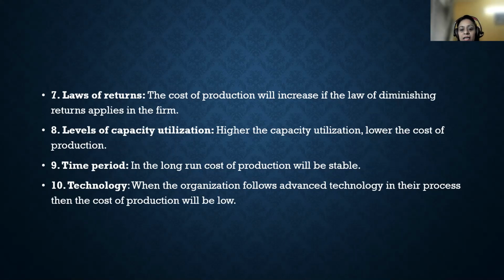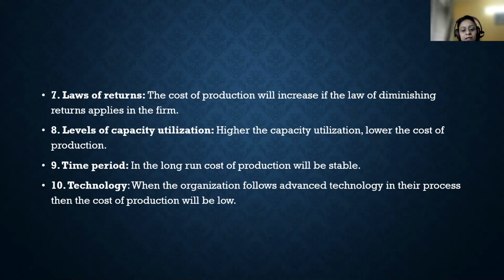Level of capacity utilization. At a higher level of capacity utilization, the plant can afford to have a lower cost of production. In case the firm is utilizing lesser capacity, the cost is going to be more. Normally, in the long run, the cost of production becomes stable and this reduces the cost. So the time period plays an important role in reducing the cost of production.